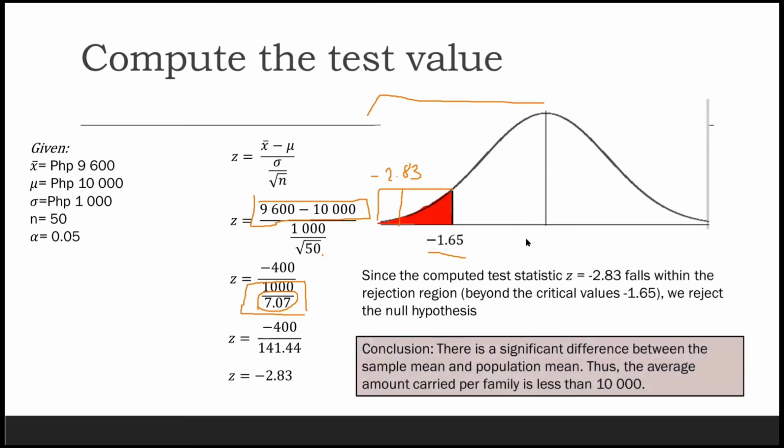And to conclude, so there is a significant difference, meron siyang difference between the sample mean and the population mean. Thus, the average amount carried per family is less than 10,000. So, yung sample mean natin tsaka population mean natin is magkaiba, so hindi natin pwedeng gamitin yung sample mean to compare into the population mean. So now, let's have a last example.